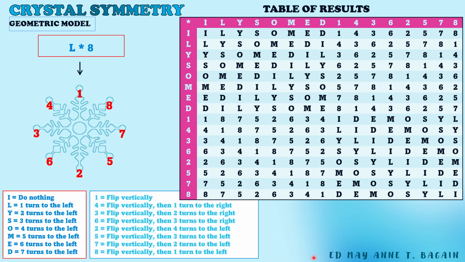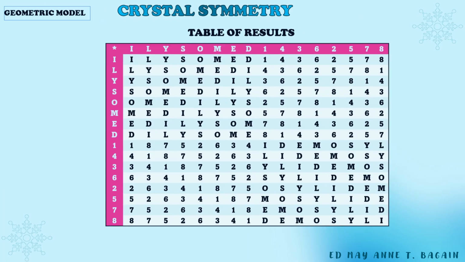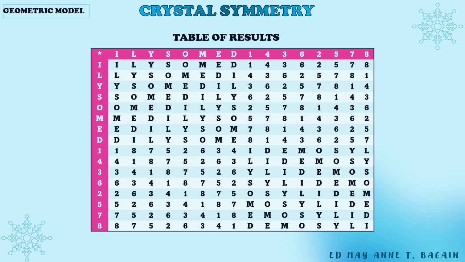Okay, let's check the next one. We have here the table of result. Okay, that would be the table of results for every combination of each element from I to 8.